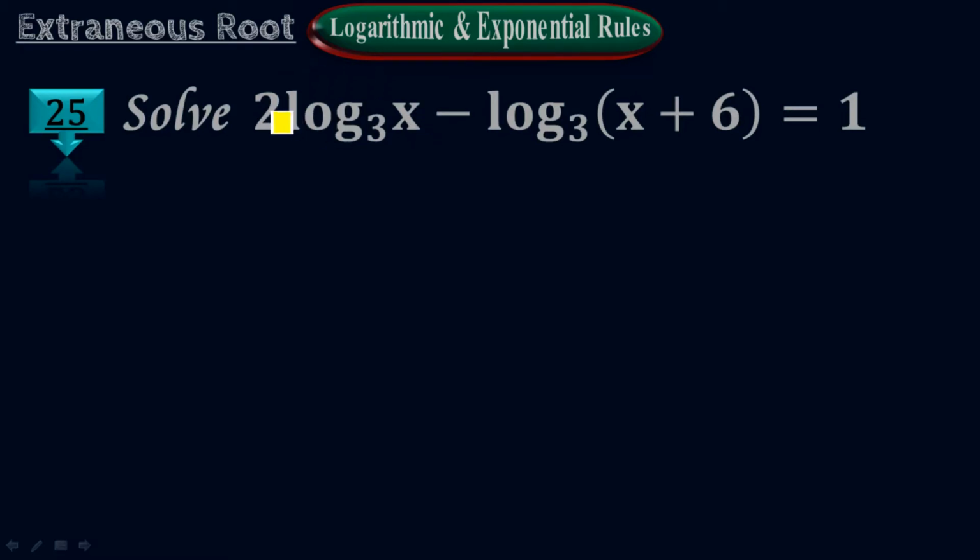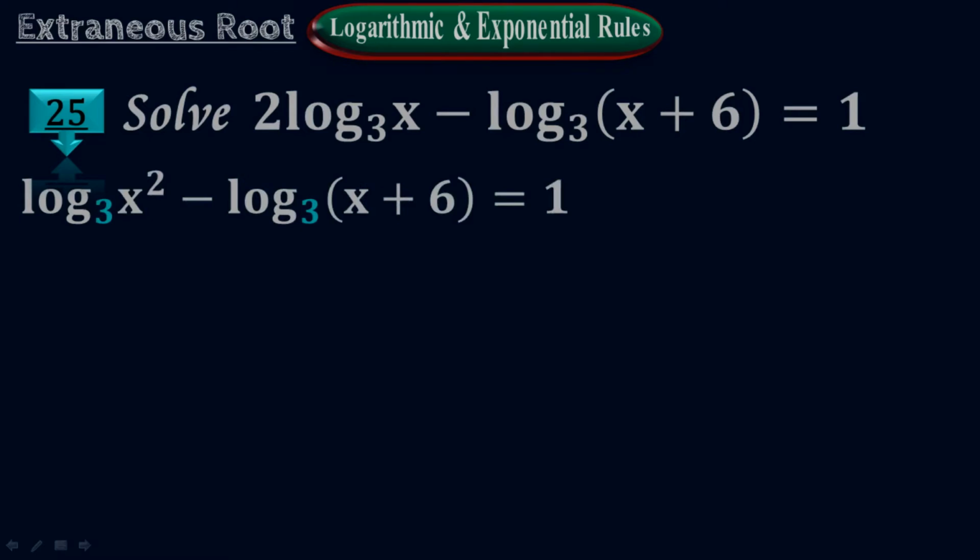Look at this term, 2 times log to the base 3 of x. According to the rule, whatever you have in front of the log becomes the exponent of the x. So can I write log to the base 3 of x to the 2? Yes, I can. Simply write log to the base 3 of x squared minus log to the base 3 of x plus 6 equals 1. As I said, whatever you have in front of the log can be the exponent of the x. So 2 times log to the base 3 of x can be written as log to the base 3 of x squared.